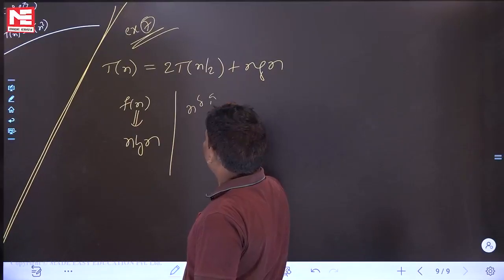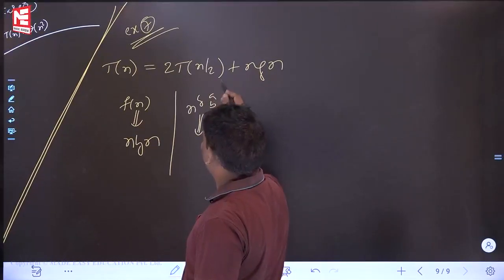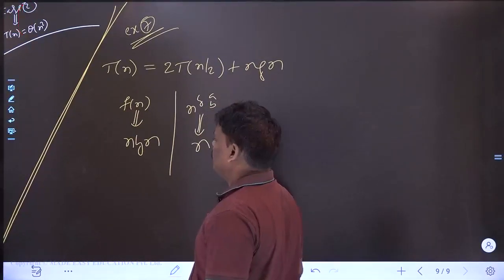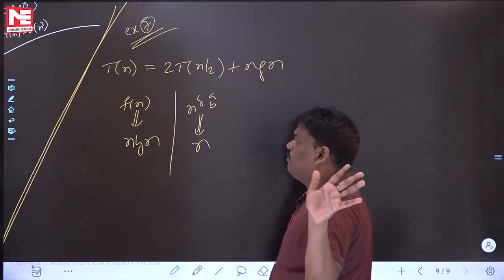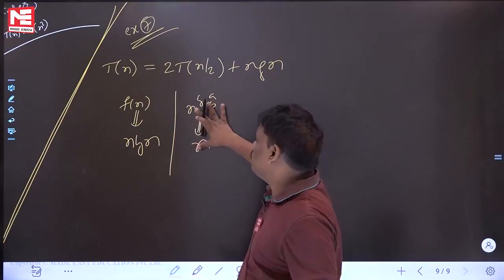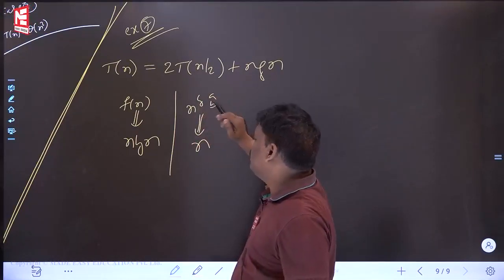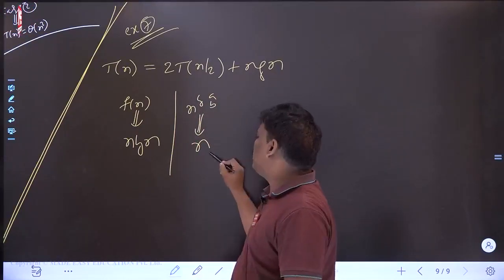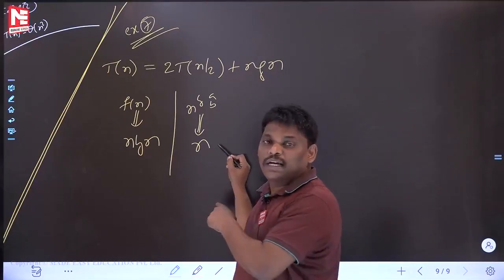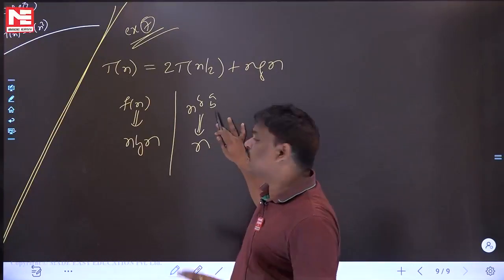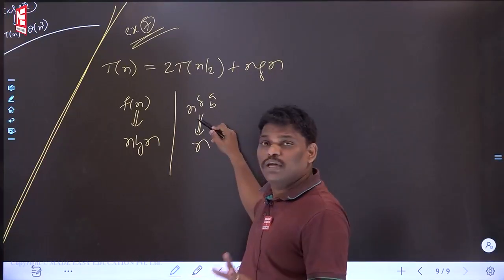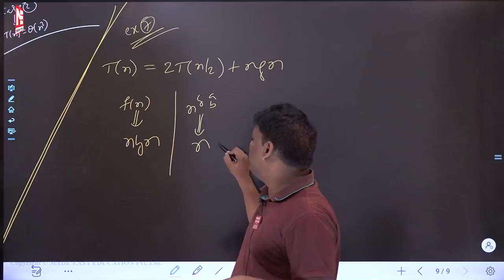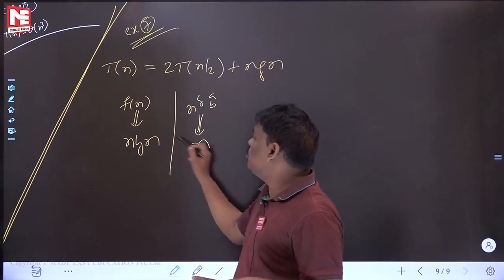What is n power log a base b? n power log 2 base 2. What is the answer? n. f(n) is n log n, and n power log a base b is n. Interesting answer. Everyone listen. Come to the right side as usual. Ask the right side person, are you smaller or bigger? He said, yes, I am smaller. He is smaller, it's okay. Smaller by how many times? What do I have to multiply so that both are equal?